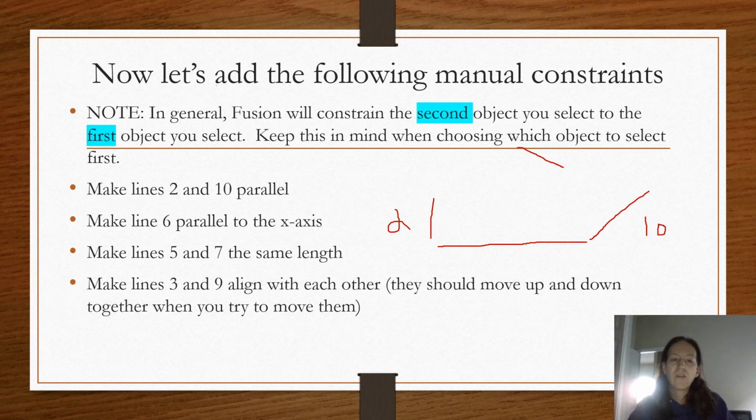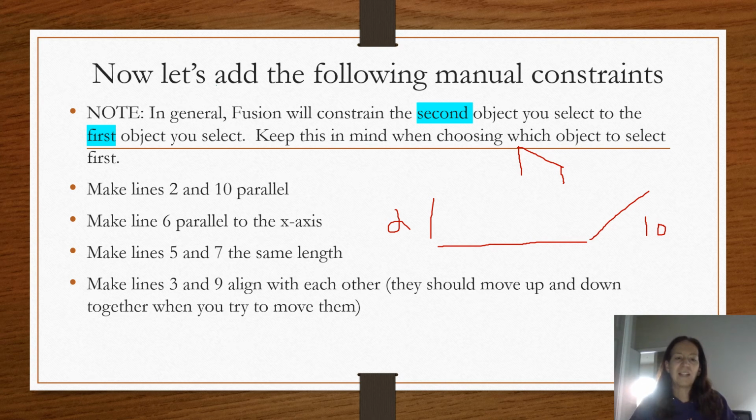Make lines 5 and 7 the same length. Those are the 2 vertical pieces here that might not be the same length. So you're going to constrain those to be the same length. And that might be a good opportunity to try clicking in a different order. Click it and then delete the constraint and then click it the other way, whether you click 5 first and then 7, or 7 and then 5, just to see how Fusion behaves.